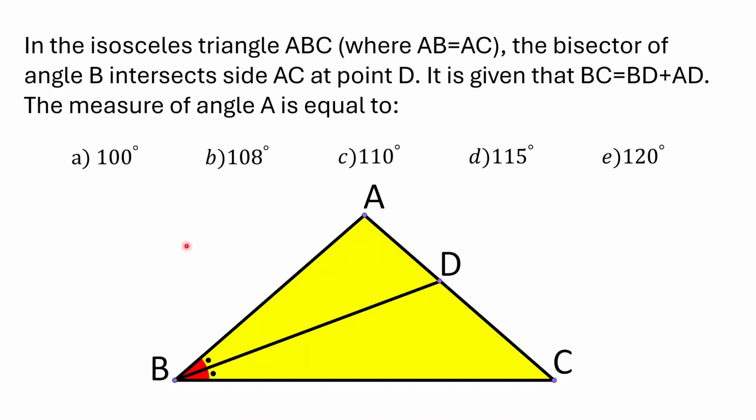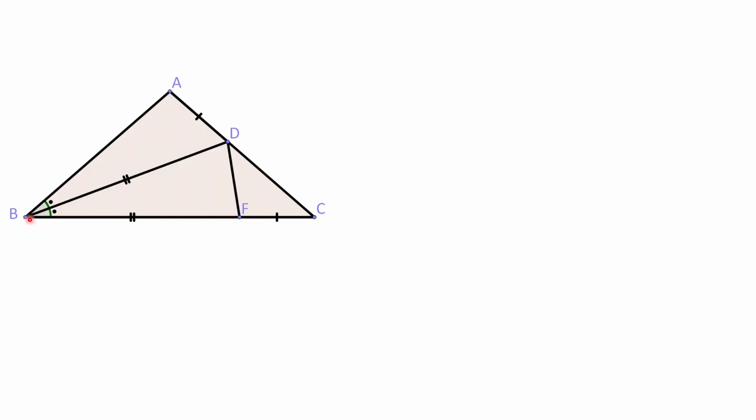All right, because we know that BD plus AD is equal to BC, the first thing that comes to our mind is that we should create a length equal to this AD on BC. So we select point F on BC so that FC is equal to AD. And in that case, we know that BF will also be equal to BD. Because BF is equal to BD, this is an isosceles triangle. These two angles will be equal.